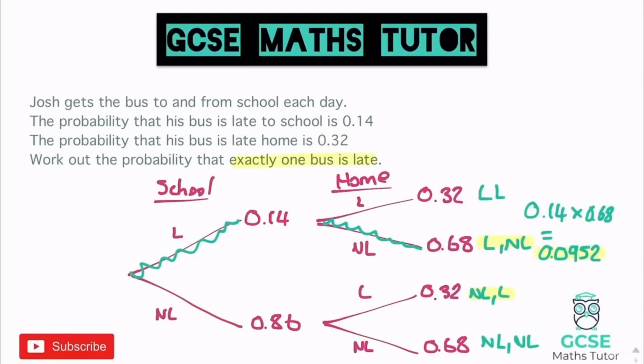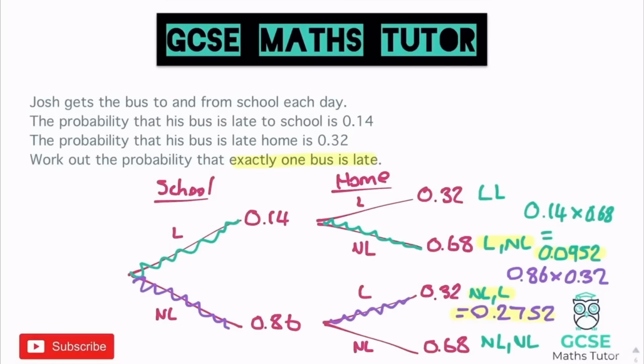Let's have a look at our second one. So for the second one, obviously we could be not late and then late, and that's going to be 0.86 multiplied by the 0.32 there. And again on the calculator, 0.86 times 0.32 gives us a probability of 0.2752. There we go, and that's the probability of that route.